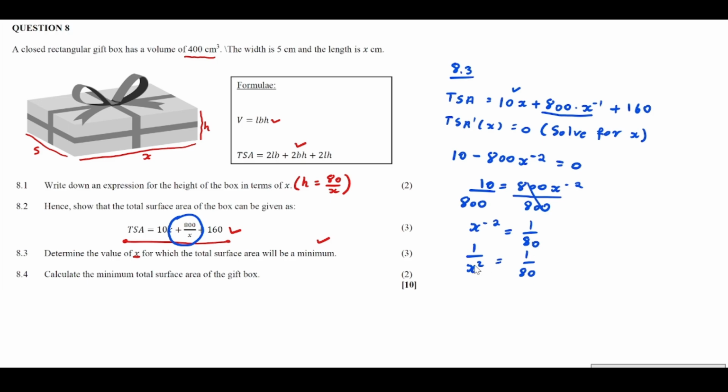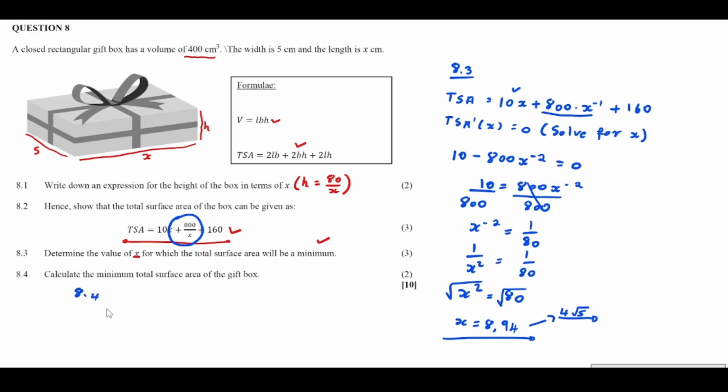Cross multiply: 1 multiplied by x squared is going to be x squared equals 1 multiplied by 80, which is going to be 80. And then you take the root on both sides, making the value of x to be 8.94. Or you can write it in surd form, it's still okay. In surd form, according to my calculator, it gives me 4 times the root of 5. That is our 8.3.